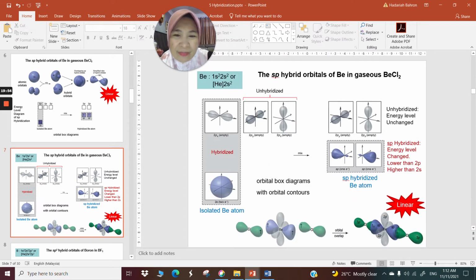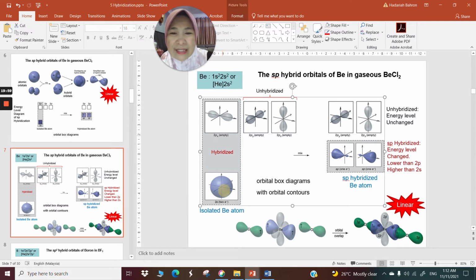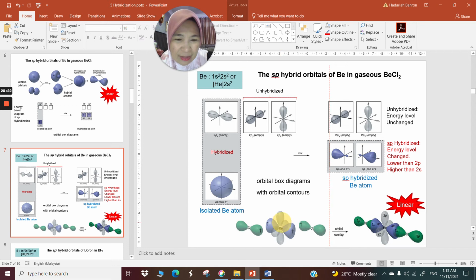There you are. This is a repeat of what had been explained. S and px make sp and sp, and mixing of these two sp orbitals will give a linear shape. This py and pz will remain unchanged. So when you combine these 1, 2, 3, and 4, what you're going to get is this thing at the bottom. Can you see it?